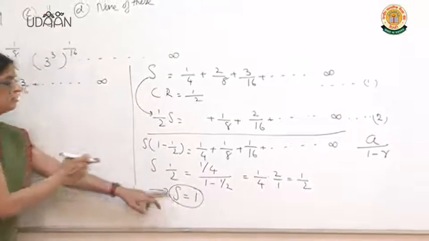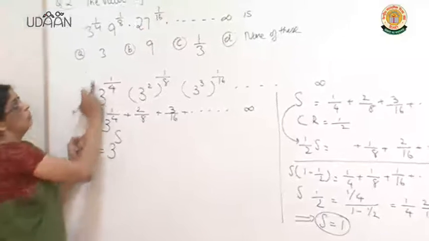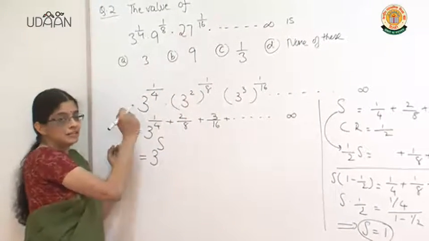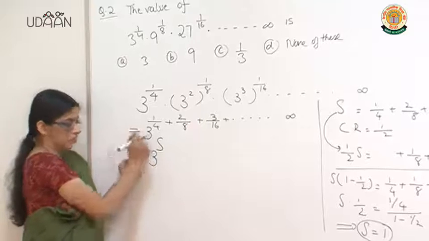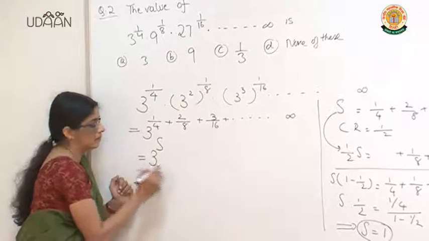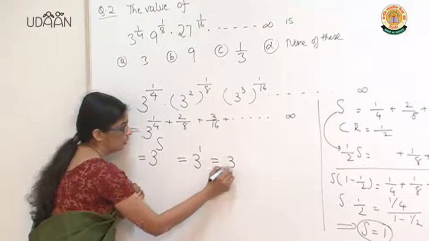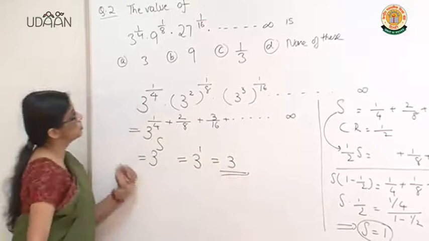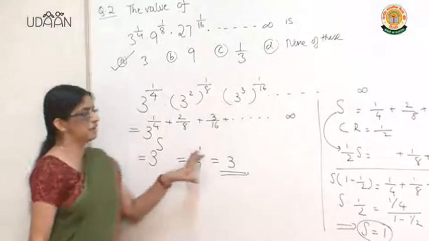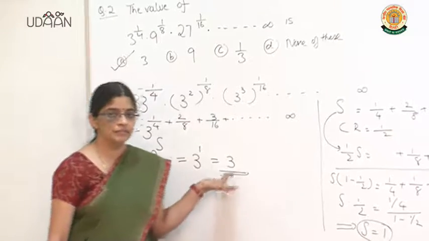Now, put the value of this S over here. We have to calculate 3 power 1/4, 9 power 1/8, 27 power 1/16, etc. We have simplified it to 3 power S, and got the value of S as 1. Put the value: 3 power 1, which is equal to 3. Look, which option is matching? Option A. It's a very simple question. I hope it is clear to you. Shall we proceed to the next one?